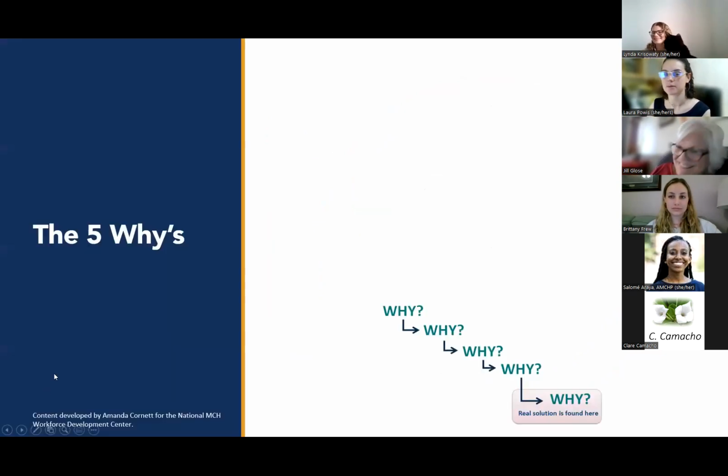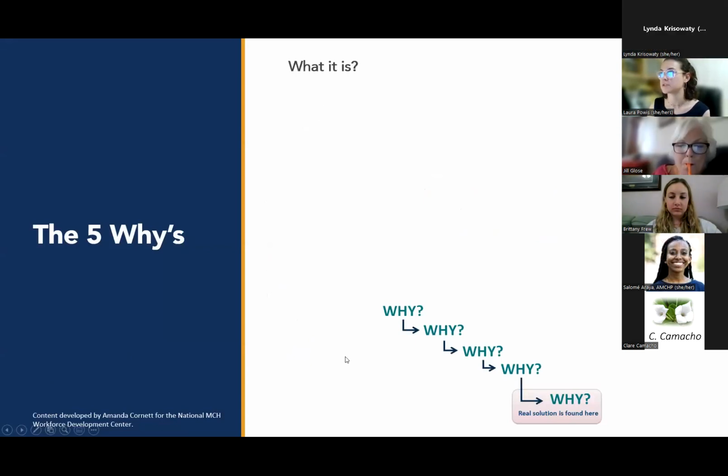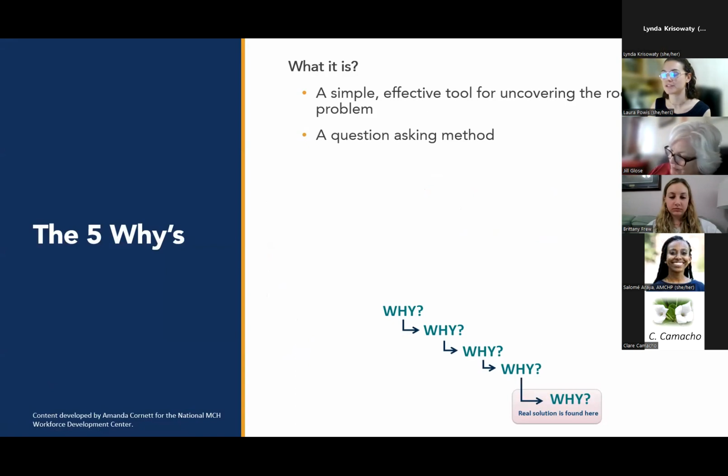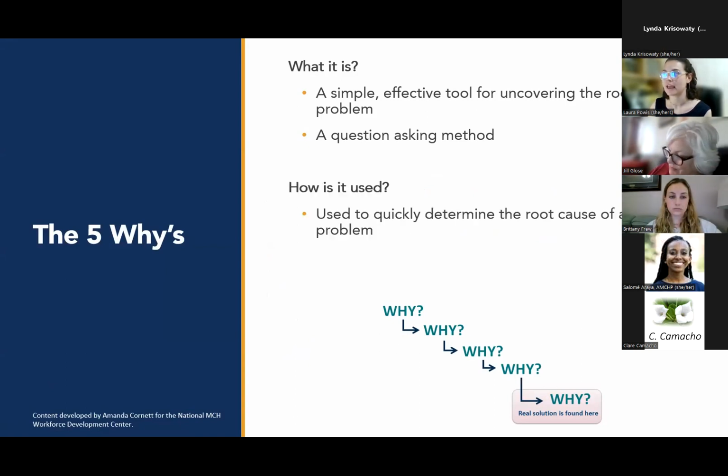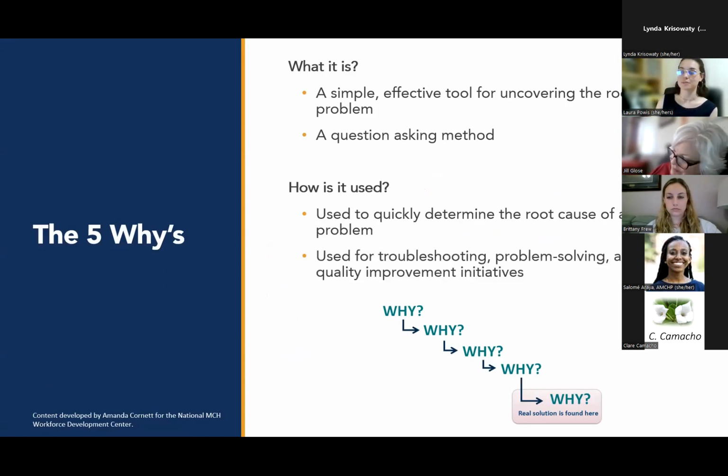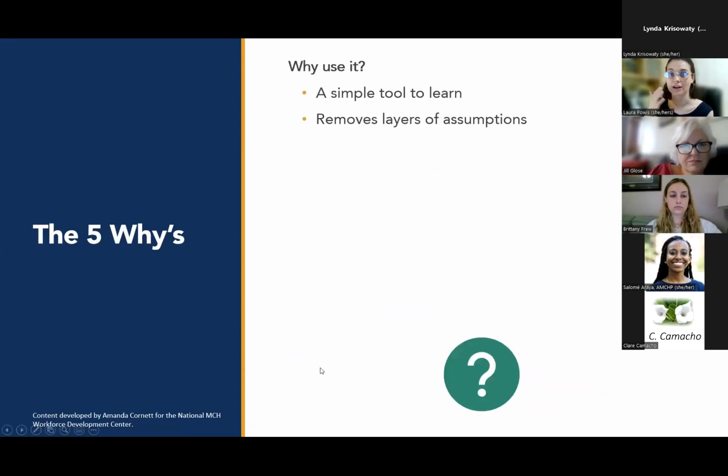So yes, with that, we're going to talk about the 5 Whys. So what the 5 Whys are and how they relate to the fishbone diagram. So what is it? The 5 Whys are really a very simple, effective tool for uncovering the root of a problem. It's truly a question asking method, and it can be used really quickly to determine the root cause of a problem. So it often comes in handy during troubleshooting, problem solving, and quality improvement initiatives. You can see this little image on the screen here of the 5 Whys going down. And so essentially we're going to walk through in just a moment how to actually use this tool and some examples to help you see how this then relates and connects with the fishbone.